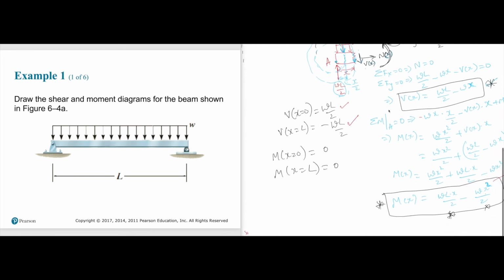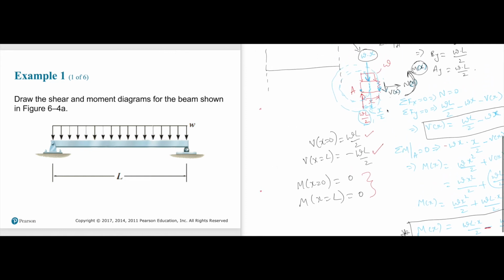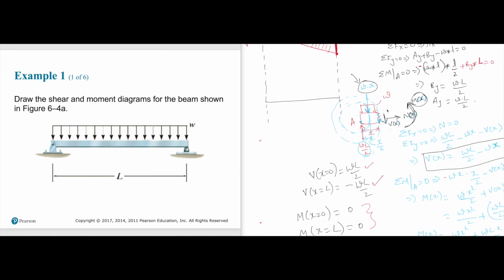So how do you draw the parabola? You have negative for x square. See, you have this negative sign for x square. That means the parabola will be facing down. And we just figured out that at x equal 0, moment is 0, at x equal L, moment is 0. That means if we have to draw this, at x equal to 0, moment is 0, at x equal to L, moment is 0, and the parabola is facing down, so you should draw it like that.